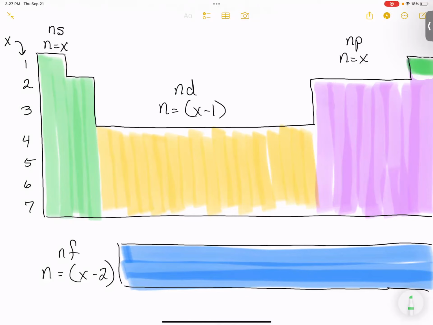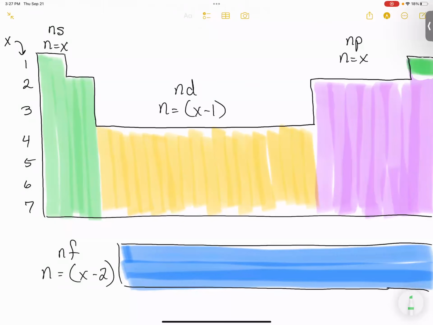All of the transition metals fall in the D block. So they're in a D subshell, which is cloverleaf in shape. But unlike the S and the P, when you get to the D, to figure out its principal quantum number, you have to take the period number and subtract 1 from it. For example, scandium, element number 21, the first element of the transition metals, while it is in period 4, its last electron will wind up in 3D.